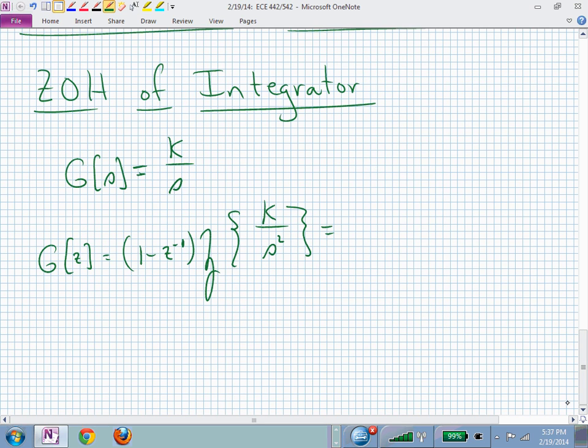And we could go into the table and try to find that, and if we do, we will end up with this z transform of 1 over s squared with a k multiplying factor, giving rise to this kTz over z minus 1 squared.